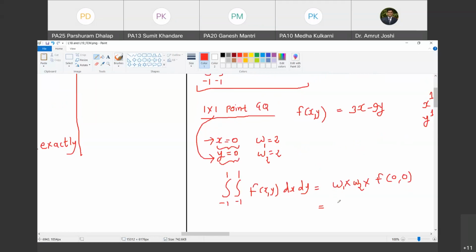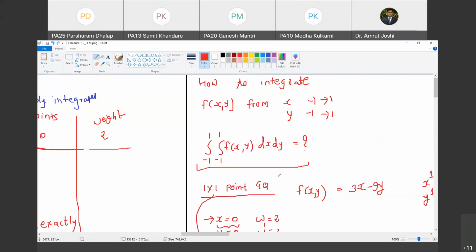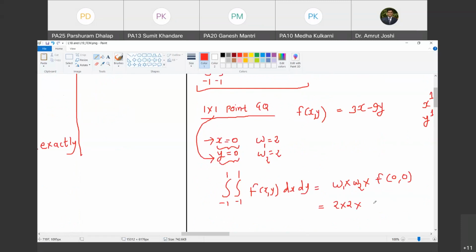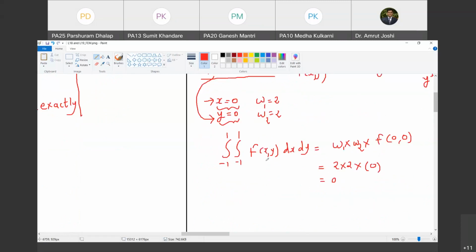So what is w1? 2. What is w2? 2. And what is f of 0, 0? In this particular case, f of 0, 0 will be equal to 0. Are you with me? Yes, sir. So this integration is going to be 0, is my claim. Let us try to find it out.